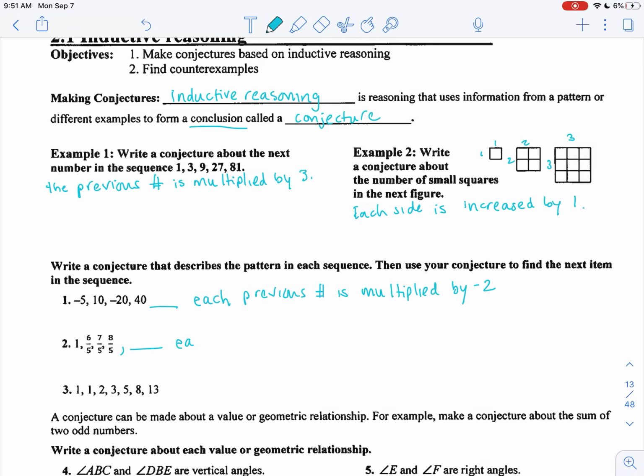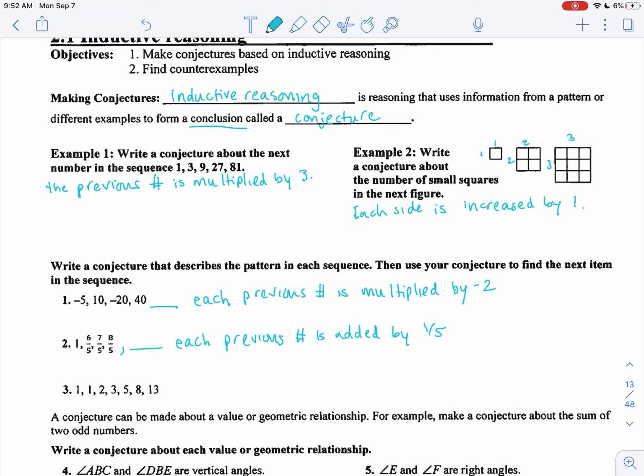And if you said the conclusion was that each previous number is added by a 5th to get to the next one, then you were correct. For 3, we'll do this together.